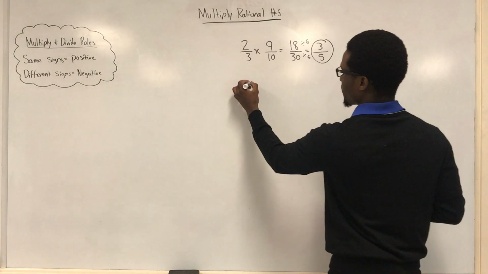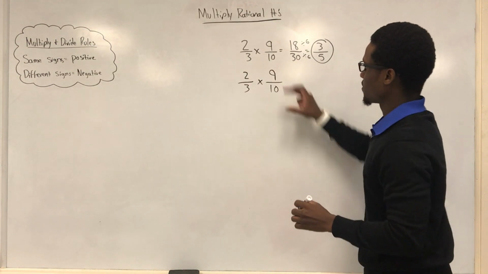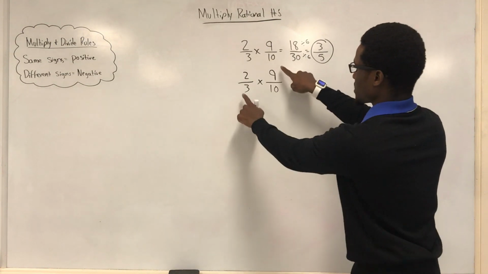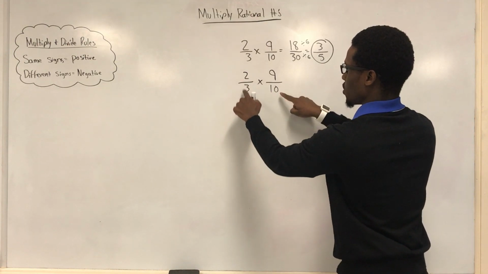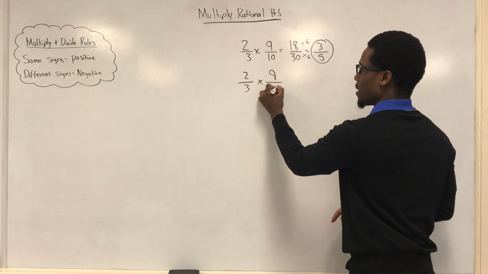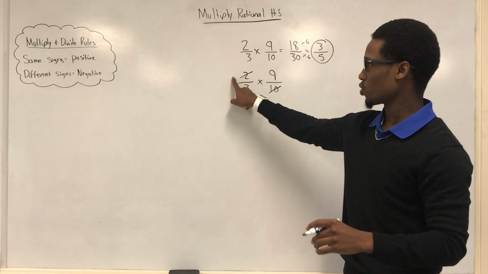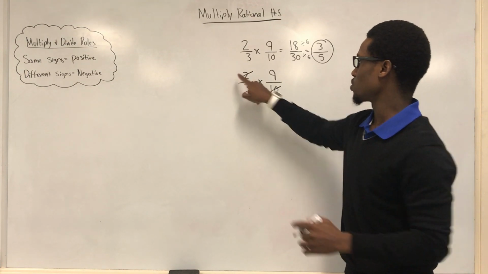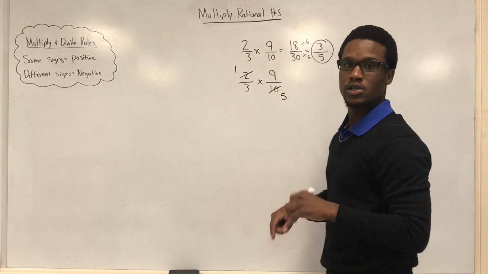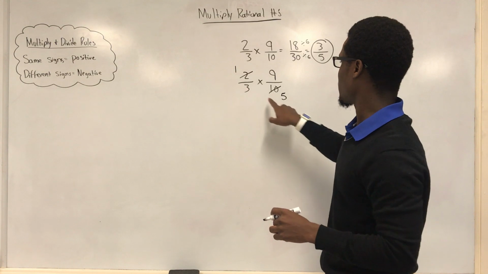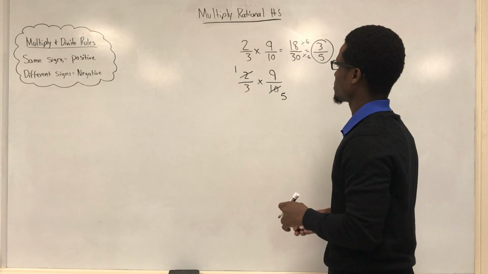Now, if I didn't want to simplify at the end, 2/3, I could either simplify this way, or I could simplify this way. But I cannot simplify this way. So I'm going to go ahead and cross cancel to simplify. I'm going to think to myself, what number could go into both 2 and 10? 2 could go into 2. 2 could go into 10. 2 goes into 2 one time. 2 goes into 10 5 times. So far, I have 1/3 and 9/5. I could do that because of cross cancellation.